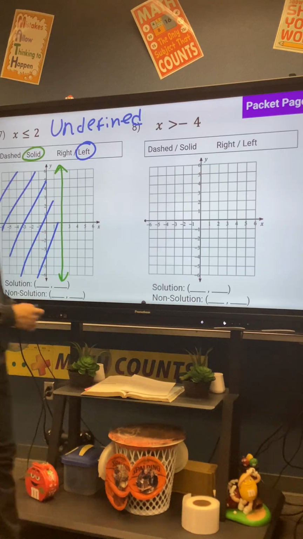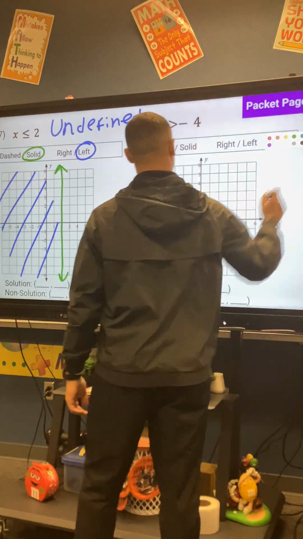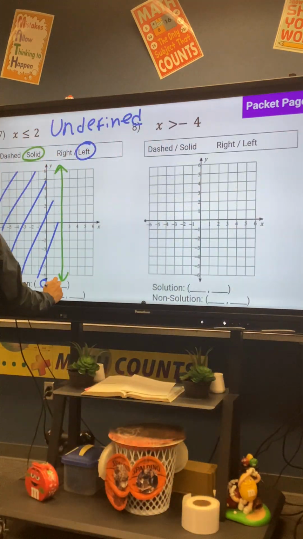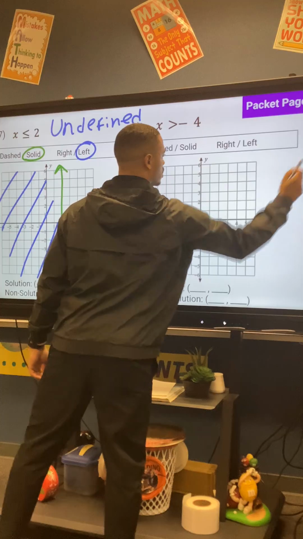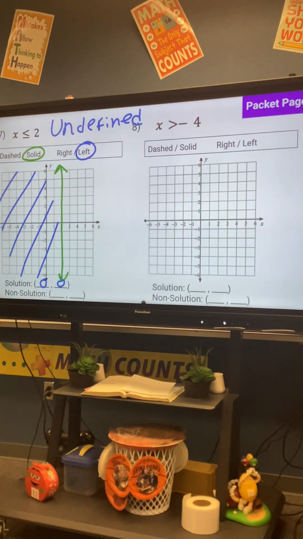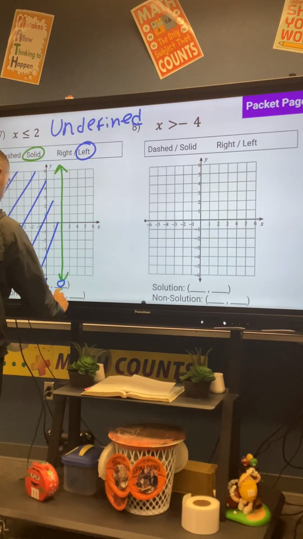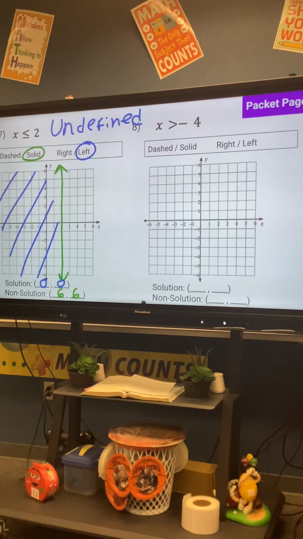So is 0, 0 a solution or a non-solution? It's a solution. What's a non-solution? 6, 6.